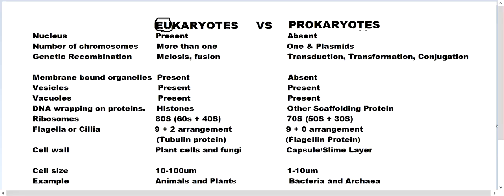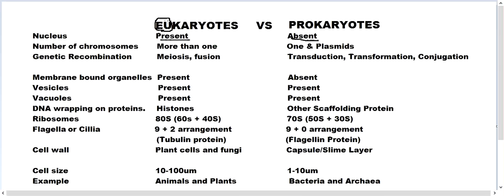So that is the first difference, which comes directly from the word: the nucleus is present in eukaryotes and absent in prokaryotes. Now what is the second difference? The number of chromosomes present in eukaryotes is usually more than one, but in prokaryotes it is one, and there may be presence of plasmids in the prokaryotes.